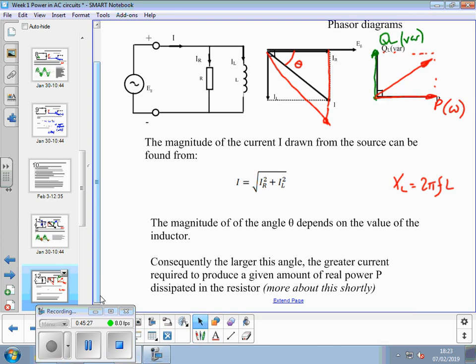We'll get more about that shortly, but that's how that works. So the more inductance we have, the steeper that angle, the more current we draw from the supply, but the useful power doesn't increase, it stays static. The only way we change that is by changing the value of that resistance. Okay, everybody happy with that?